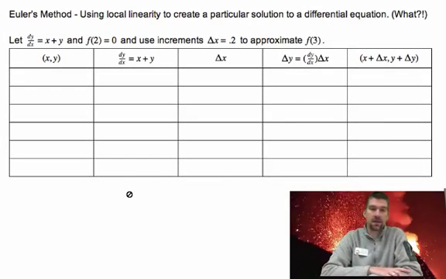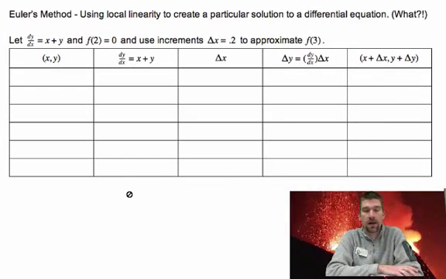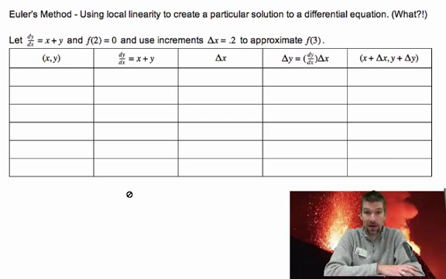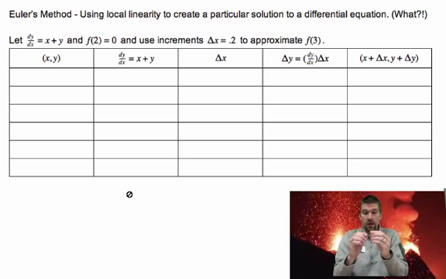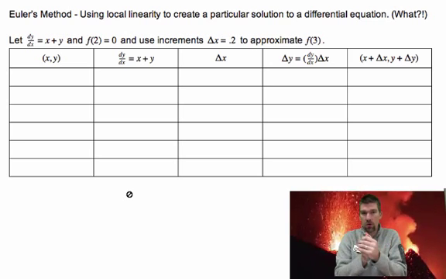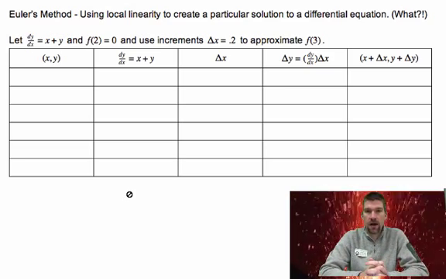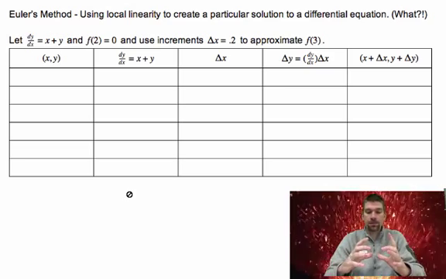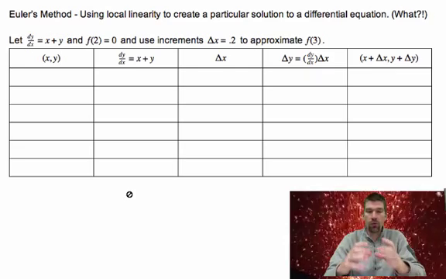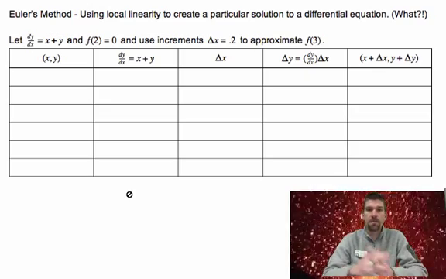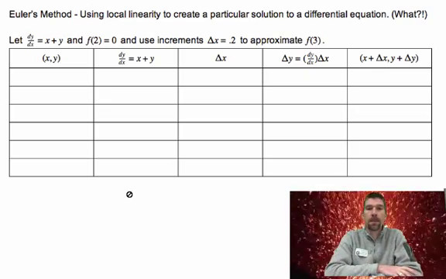Okay, Euler's method, the last little guy that we're going to work on here in section one, and it's basically using what's called local linearity, and you're going to look at a specific point or specific area on your graph, and you're going to look at what's going on really close to that specific value of x.